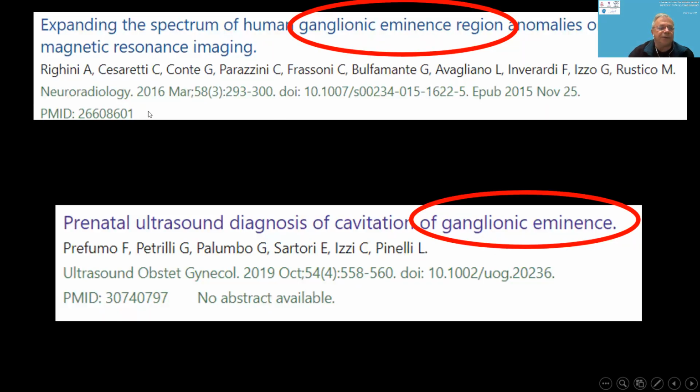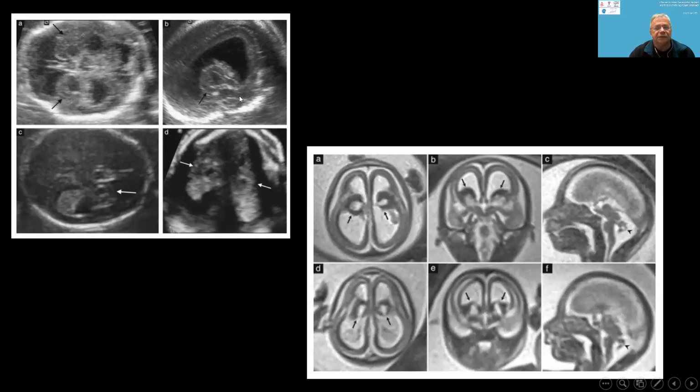In another article he published in 2016, the first to describe ultrasound diagnosis of ganglionic eminence cysts is Prefumo, also from Italy, only 3 years ago. And here is the ultrasound appearance of these cysts, and in MRI it's clearer. It's from this article.